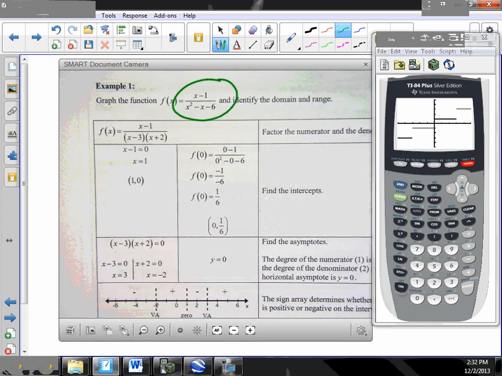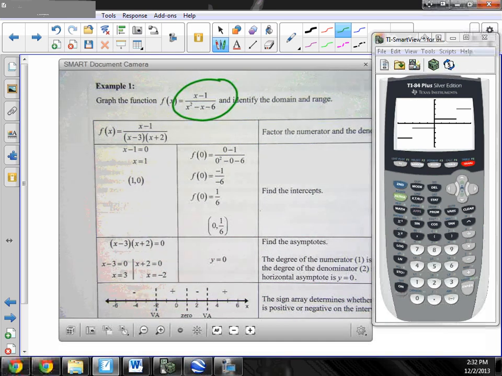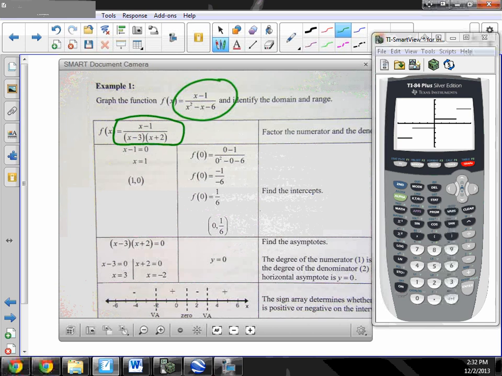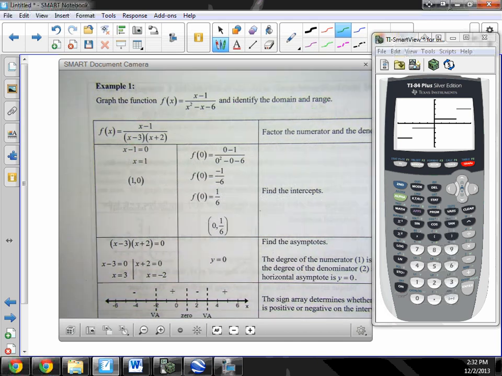Which is bigger, top or bottom? Bottom. If the bottom's bigger, what does that tell us? The HA is at 0. Now, they factored it for us, and just for practice, does this have VAs or holes? They're both VAs. Where are they? 3 and -2. Neither of them canceled, so they can't be holes. And then the HA is going to be 0, because the bottom is bigger than the top. Okay, look at the next problem.